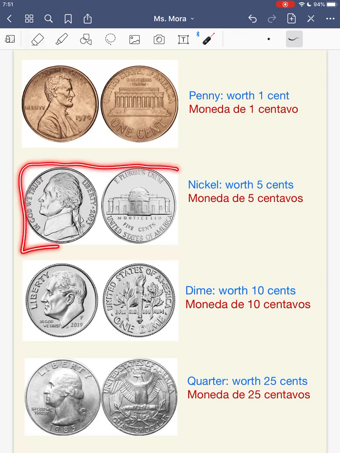This is a nickel, guys, and a nickel is worth 5 cents. Alright, here's the front side and the back side. Okay, and it tells you 5 cents on the back.